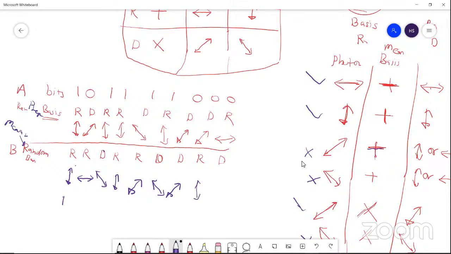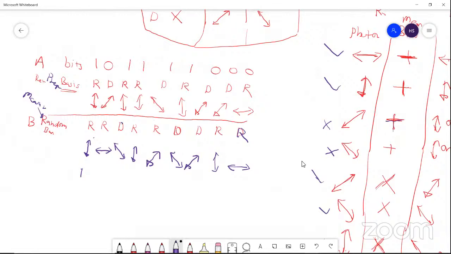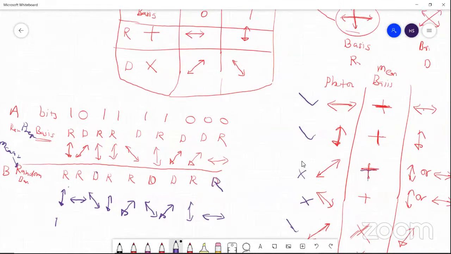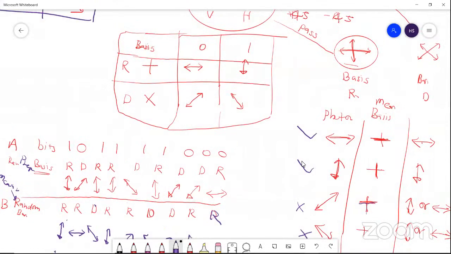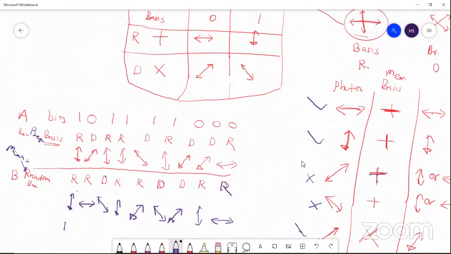Let's match this basis. Okay, these bases are matching. So what will we get? The same thing which was sent. Now, if this kind of photon is received by Bob, then this table is with him. Using this table, he can get the bit string corresponding to them.